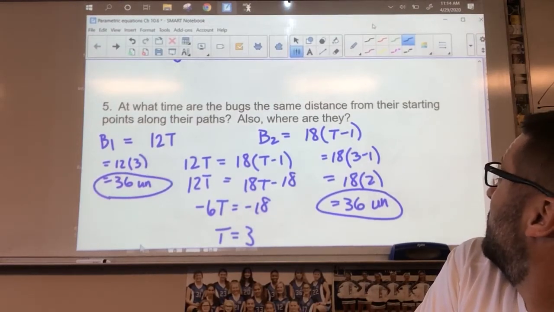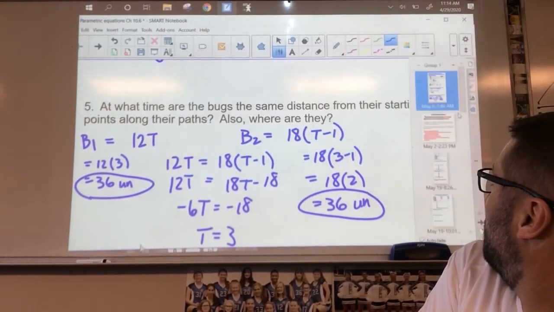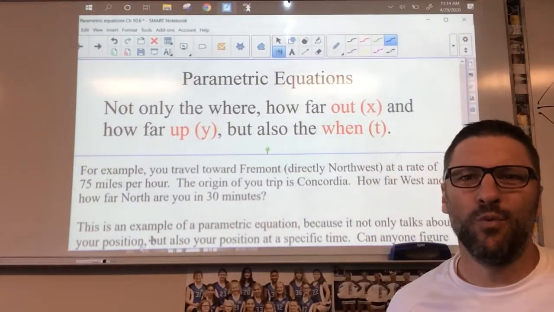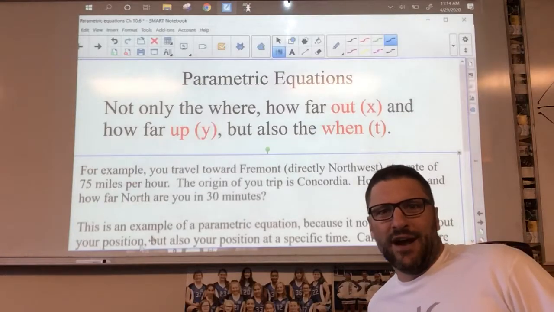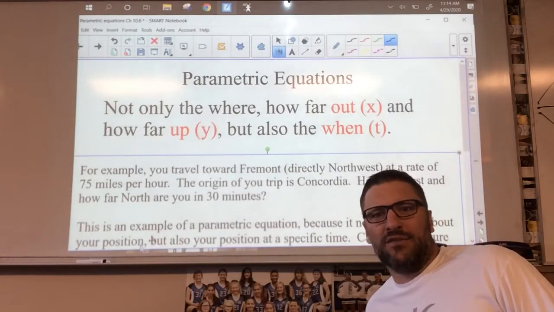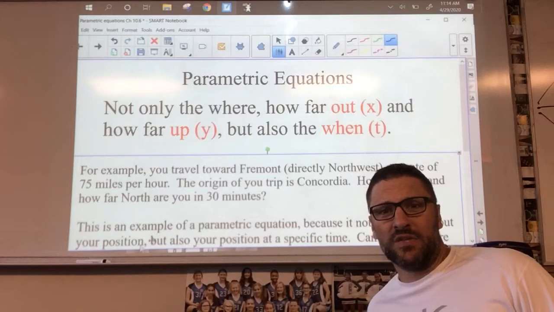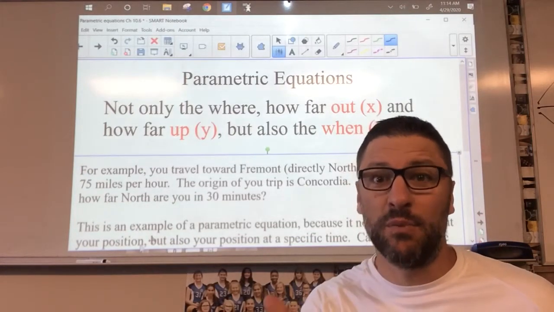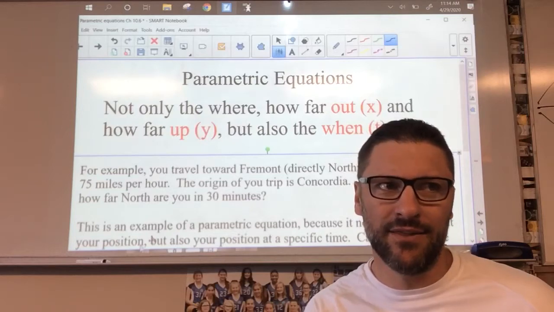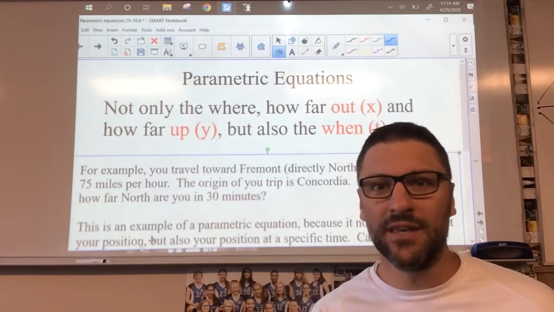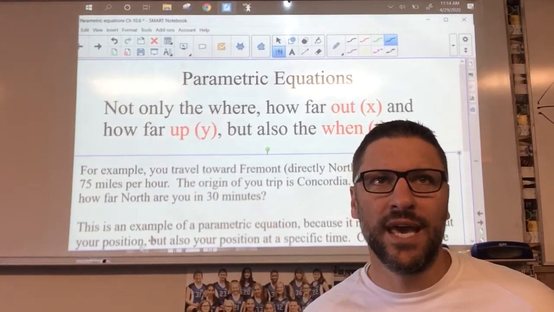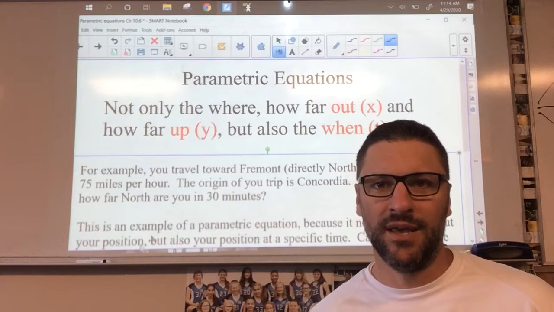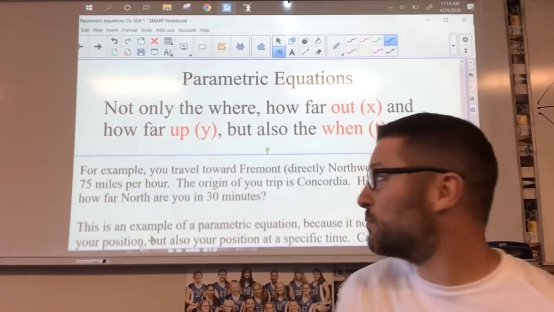So I'm going to show you a little bit more here about parametrics. Not only the where, like how far out and how far up, your x and your y value, but a parametric equation also talks about the when value. Whenever you introduce that idea, what is a parametric equation? It is the idea that there's a time element within the equations. So not only where does something happen, but when does it happen? If you can remember that, parametrics are pretty easy.